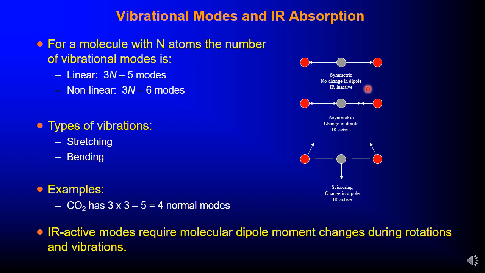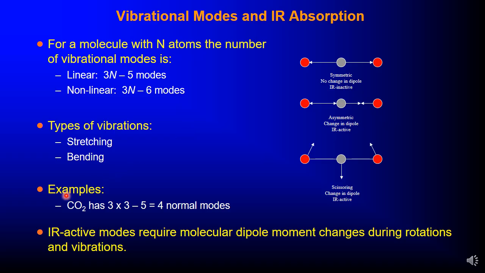So you can see here, if we have molecules where these ones are the same, if there is a symmetric vibration, then it is going to be IR inactive. But if we have asymmetric, then we are going to have a change in dipole, which means that it is IR active. If we have scissoring, then there is going to be a change in dipole, and it is going to be IR active. So the types of vibration will be stretching and bending.